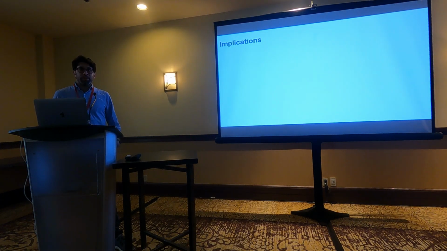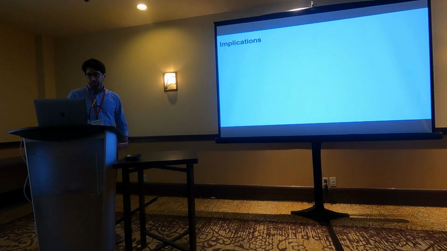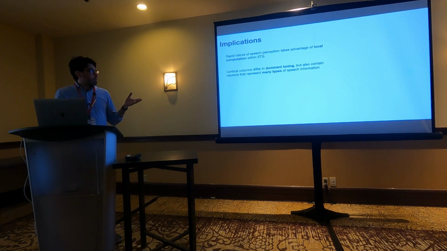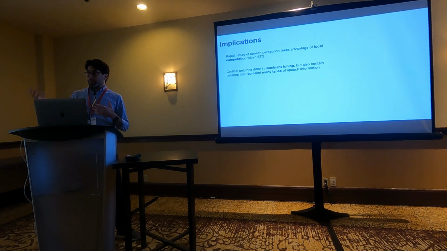So just to summarize the last slide here, a couple implications of this. One is that the rapid nature of speech perception, I think we're starting to see, really does take advantage of these sort of local computations and this structure that's available within single neuronal populations in cortical columns, to the extent that we want to call these columns, which we can of course talk about. These columns, they do reflect what we see at the ECoG level. This dominant tuning, the sort of overall population response, is certainly true, but we're also seeing now that they contain neurons that represent many different types of speech information, and it's quite heterogeneous.